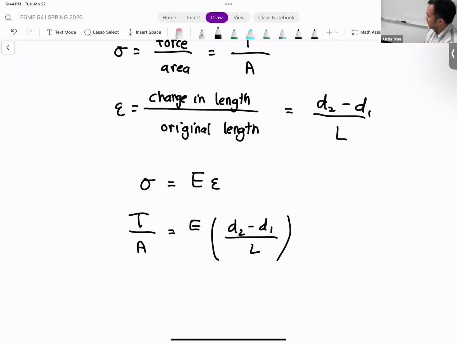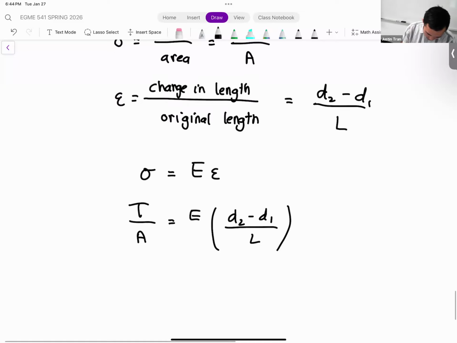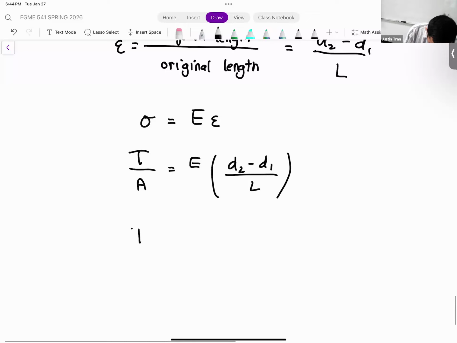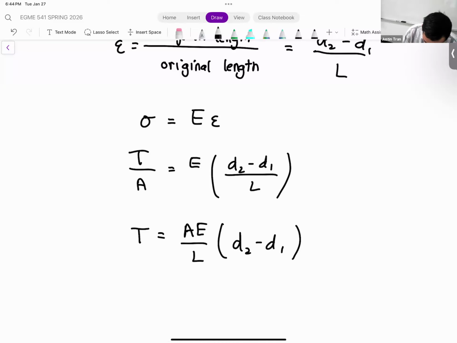So let's do a little simplification. Let's isolate the T on the left-hand side by itself. So I'm going to multiply both sides by A. And so we get T is equal to AE over L multiplied by D2 minus D1.